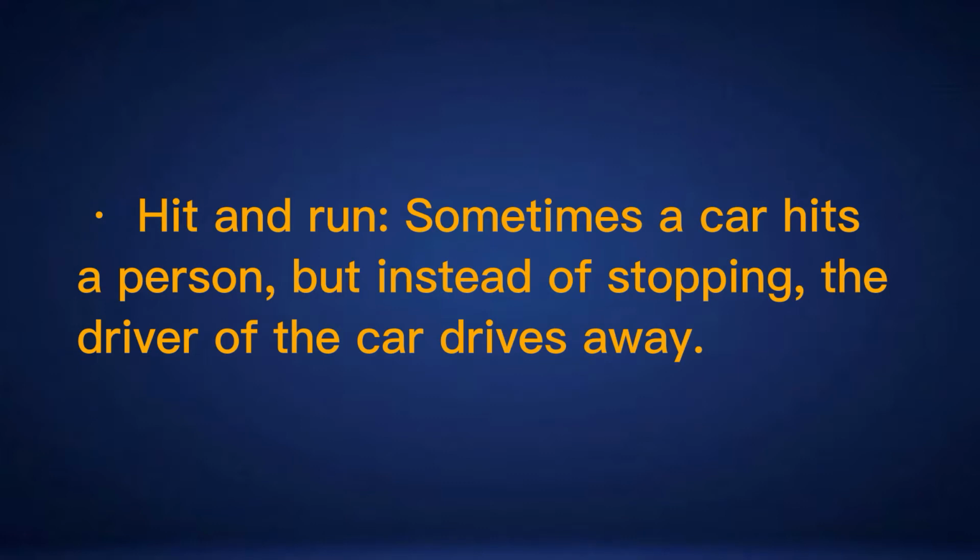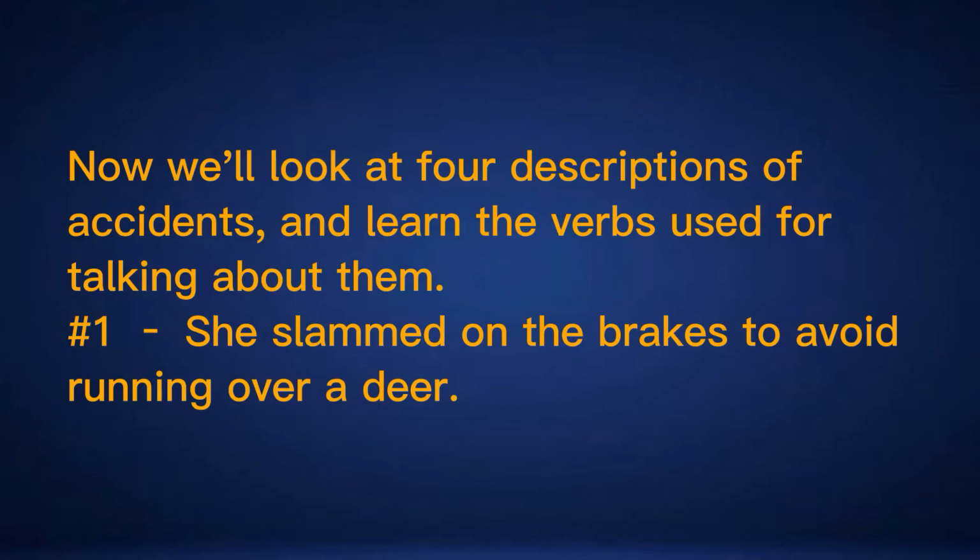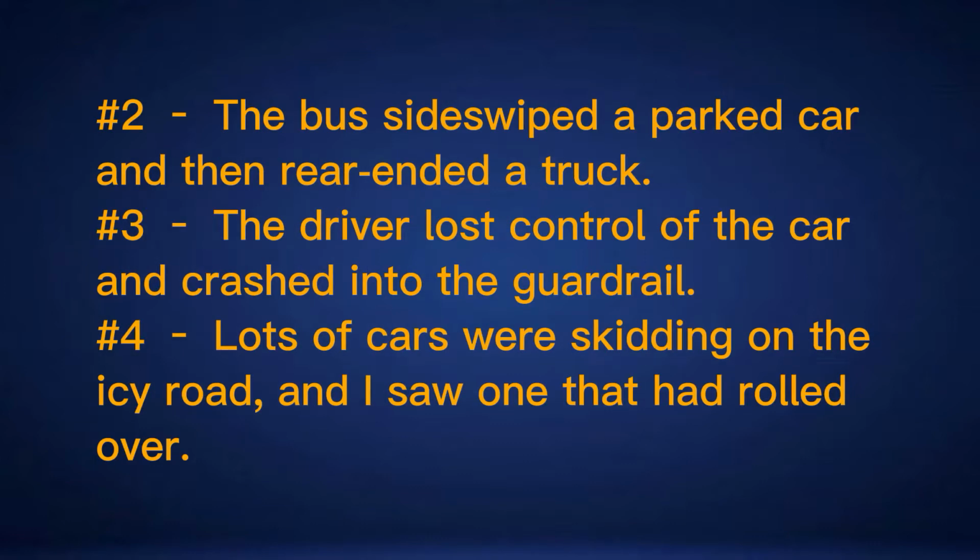Now we'll look at 4 descriptions of accidents and learn the verbs used for talking about them. Number 1, she slammed on the brakes to avoid running over a deer. Number 2, the bus sideswiped a parked car and then rear-ended a truck. Number 3, the driver lost control of the car and crashed into the guardrail. Number 4, lots of cars were skidding on the icy road, and I saw one that had rolled over.